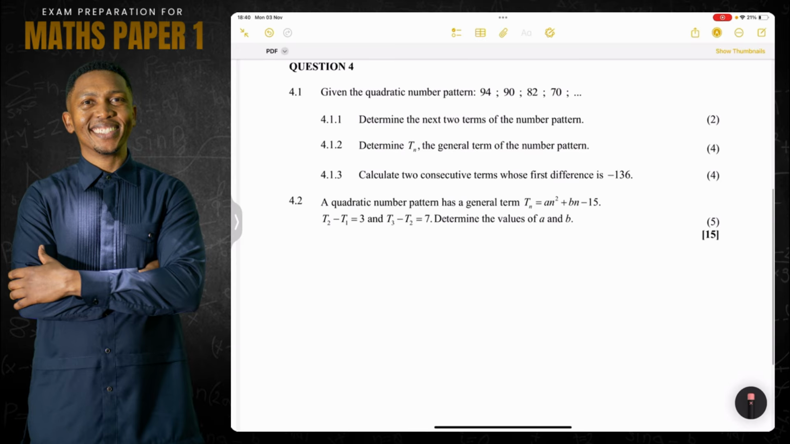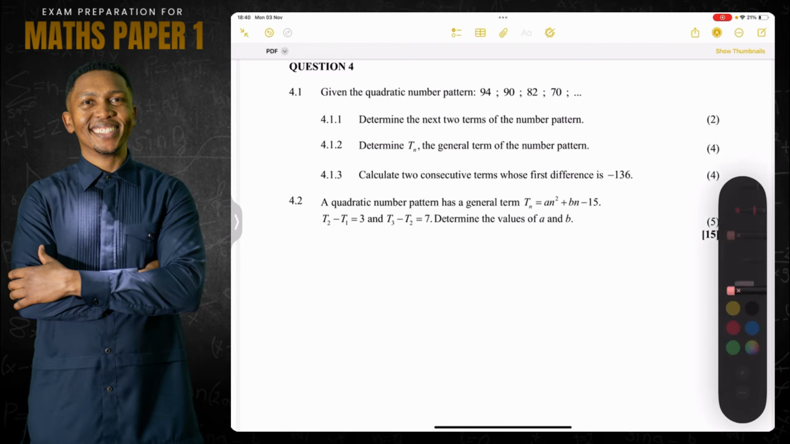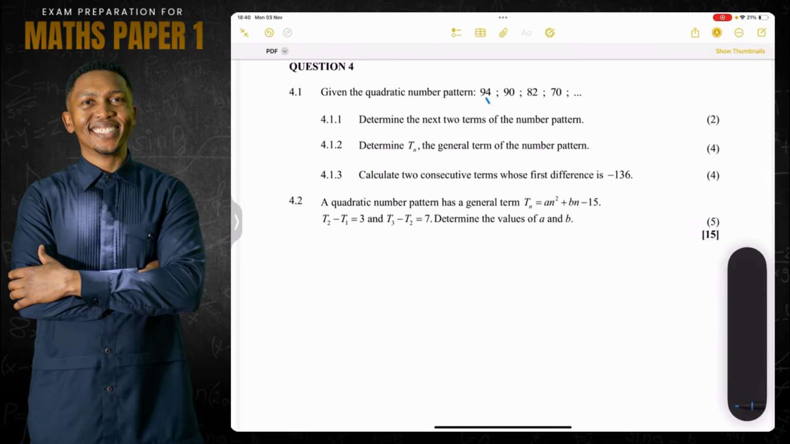So let's go. They say to us, given the quadratic number pattern 94, 90, 82, as well as 70, determine the next two terms of the number pattern. Now remember, for a quadratic pattern we've got the first difference. So in our first difference, we're going to say 90 minus 94. That gives us negative 4. The next one is 82 minus 90.